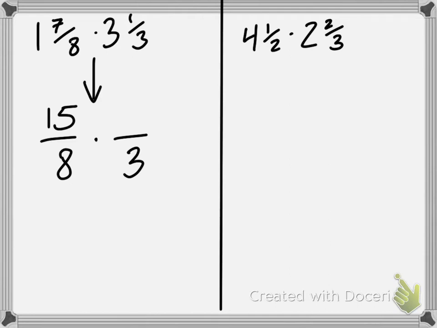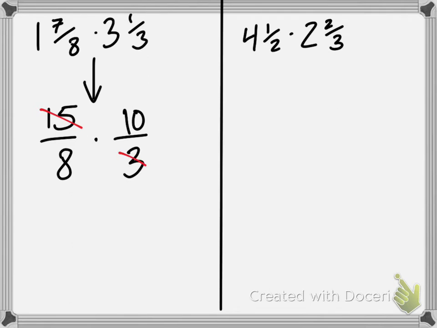Jaden, what is it as an improper fraction? 10/3. Perfect, 10/3. 3 times 3 is 9, plus 1 is 10. Excellent. Hey, we can cross cancel some stuff. Anna Jolene, give me something I can cross cancel. You can cross cancel 15 and 3 and 8 and 10.